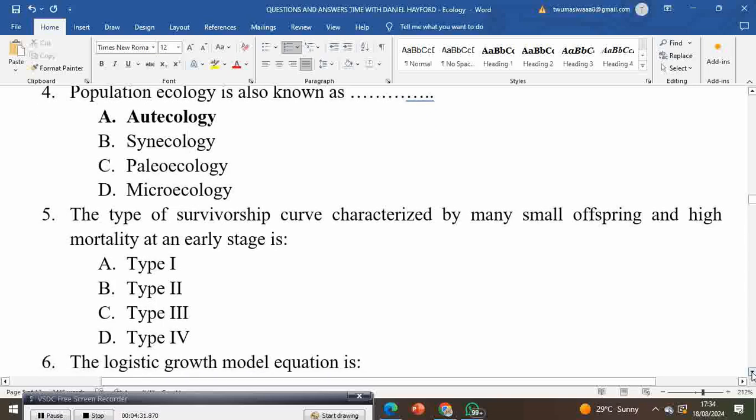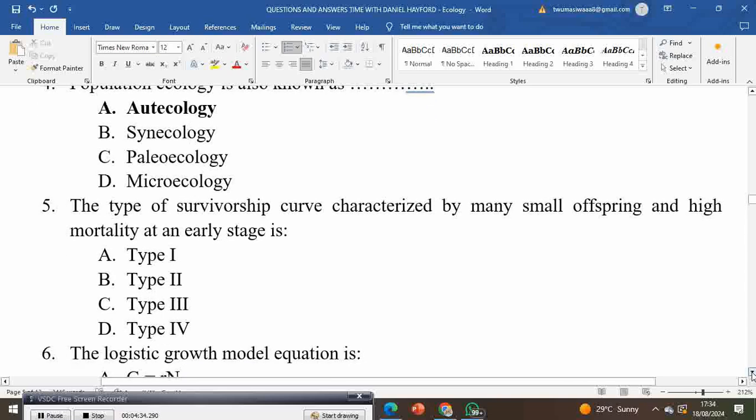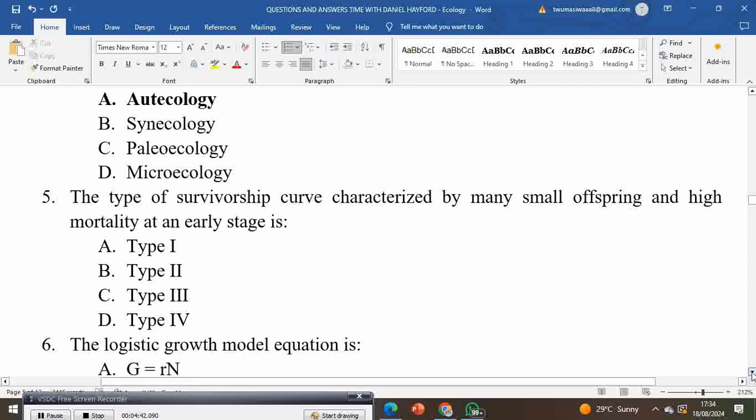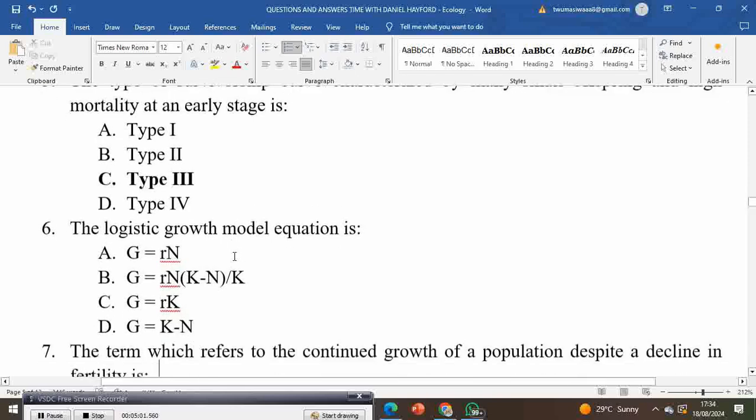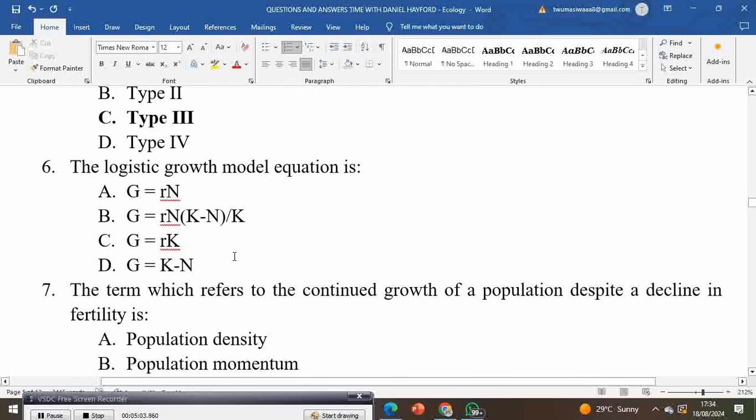Question number 5. The type of survivorship curve characterized by many small offspring and high mortality at an early stage is type 1, 2, 3, or 4. Which one is your best shot? Make your choice. The best option here is C, type 3 survivorship curve.